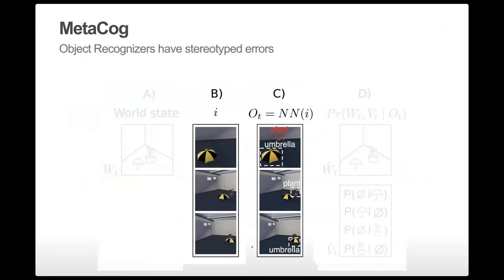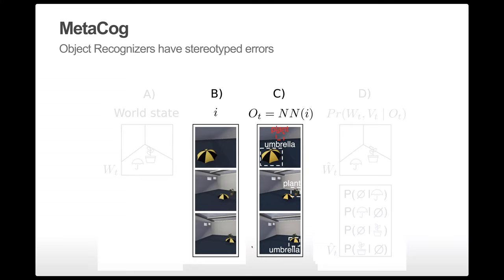So, we explore this in a more restricted domain, and that's object recognition. On the left-hand side, you have a bunch of images, and these images are classified through an off-the-shelf object recognizer. This object recognizer takes an image and classifies where the objects are in space, putting a 2D frame or 2D position around each object. And as you can see, it makes some mistakes. In this case, it might miss the umbrella, or it might miss the plant.